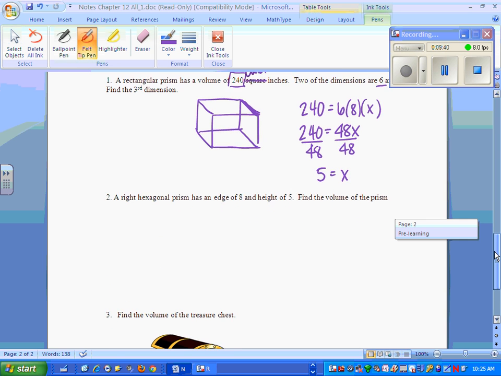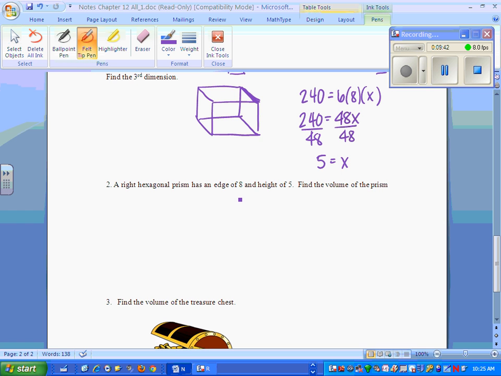Number 2, a right hexagonal prism has an edge of 8 and a height of 5. Okay, a little bit harder to draw. Draw a hexagon. And then you're going to connect the lines straight down. And these should be about parallel to the ones that you drew above. Okay, if you want to draw the dotted lines behind it, that's fine too. So there's my right hexagonal prism. I have an edge of 8 and a height of 5.